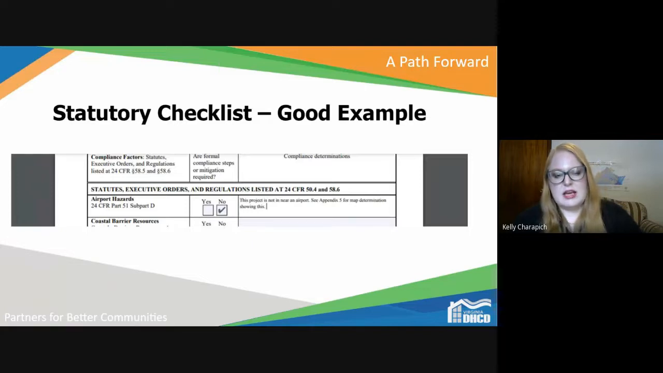Next slide, please. And here is a good example of the statutory checklist. As you can see, the person said, I don't know if you can read it, this project is not near an airport. See Appendix 5 for map determinations showing this. You don't have to write a whole length novel in this box. I just need to know what documentation you have used to make your determination and where I can find it in the environmental review record. It's not hard. Next slide, please.